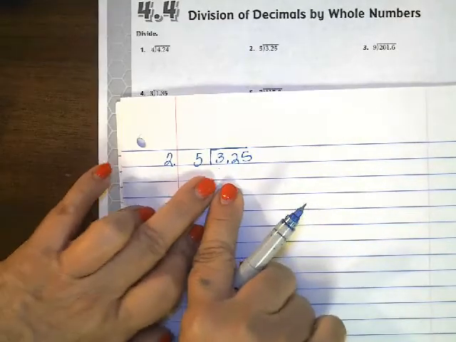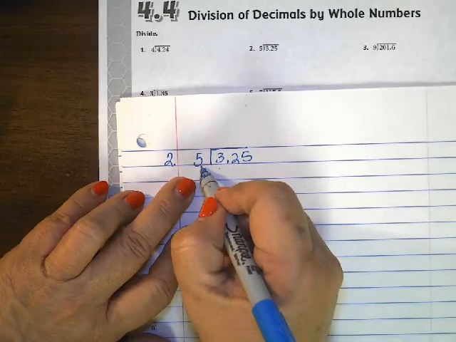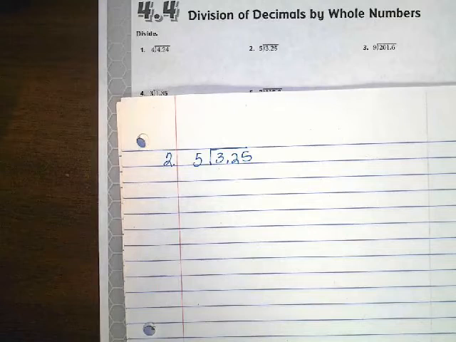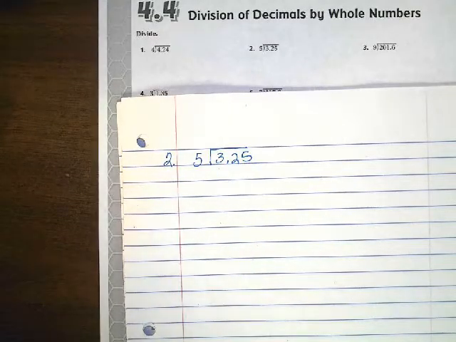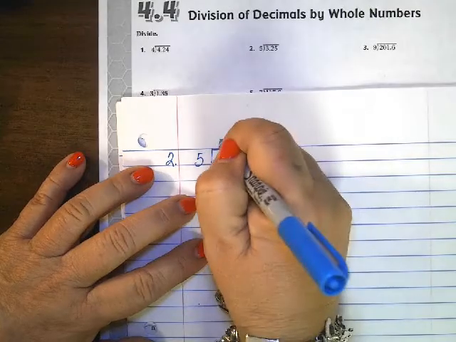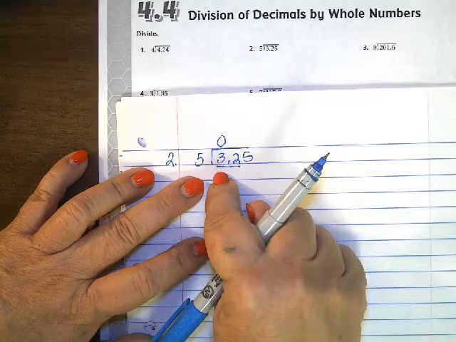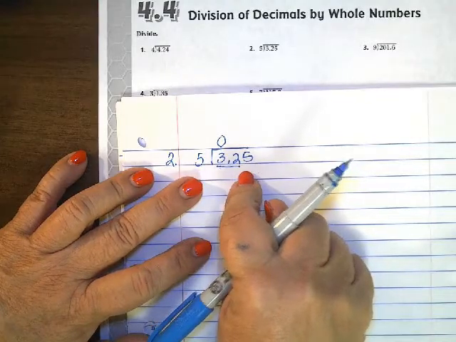Now I need to ask myself, I only have 3 wholes. I'm going to have 5 groups. Can these 3 wholes fit into the 5 groups? Or another way of stating it, if I have 5 groups, how many of the 3 wholes can fit into those 5 groups? Well, we know that nothing can. So now I'm going to move over and turn those into hundredths, and now I have 32 hundredths.